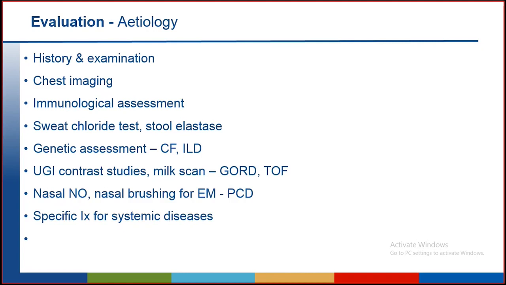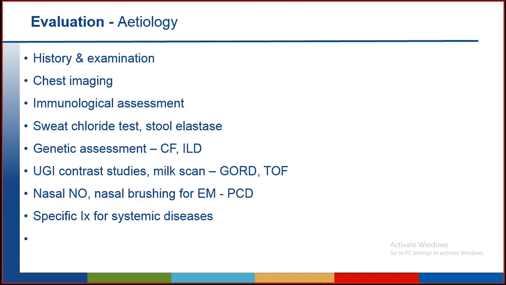And on examination, sometimes you might see chest deformities, or maybe secondary causes like systemic diseases or neuromuscular diseases. So history and examination are very important. Sometimes that itself gives the diagnosis or the underlying etiology. And the chest imaging. Chest imaging is also important for the etiological diagnosis as well as identification of the complications. And immunological assessments. So these are the tests we do as a series.